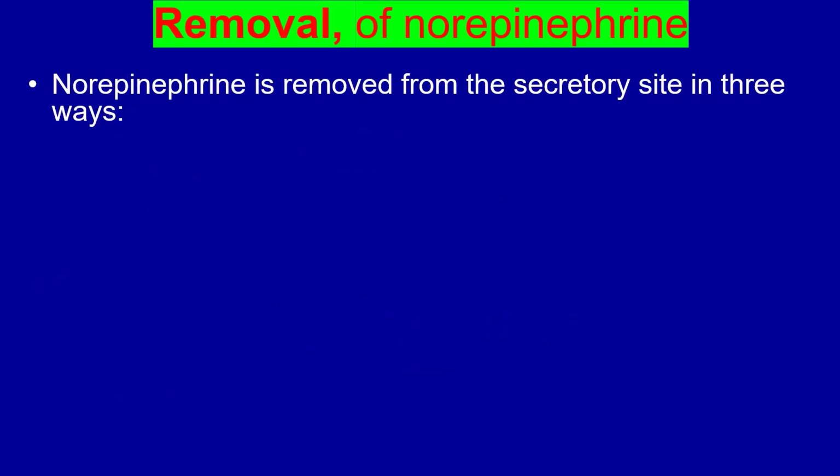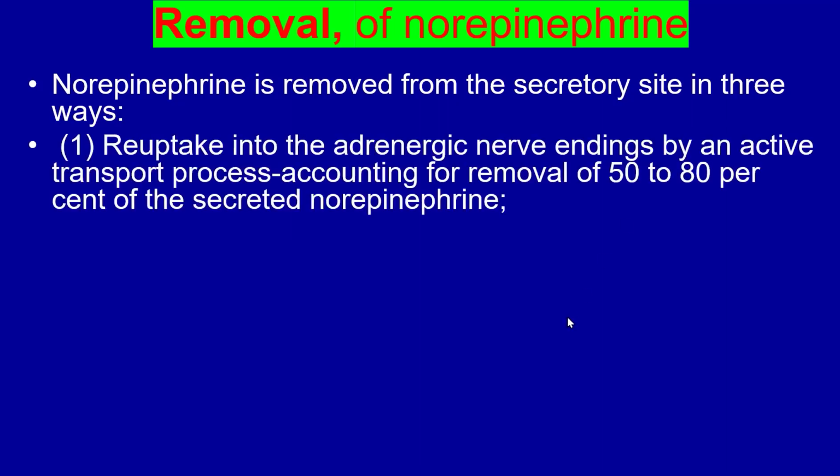Removal of norepinephrine from the secretory site is by three ways. First, reuptake into the adrenergic nerve ending by an active transport process, accounting for removal of 50 to 80% of the secreted norepinephrine. The epinephrine or norepinephrine which is released on the surface of the organ, after performing its activity, is reuptaken by the nerve terminal or varicosities, and this reuptake is about 50 to 80%.